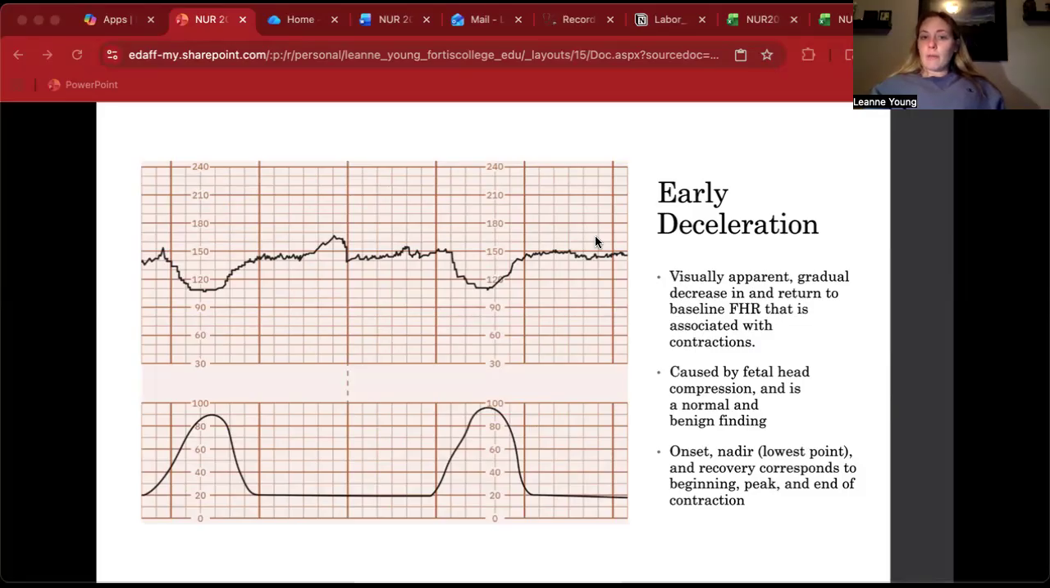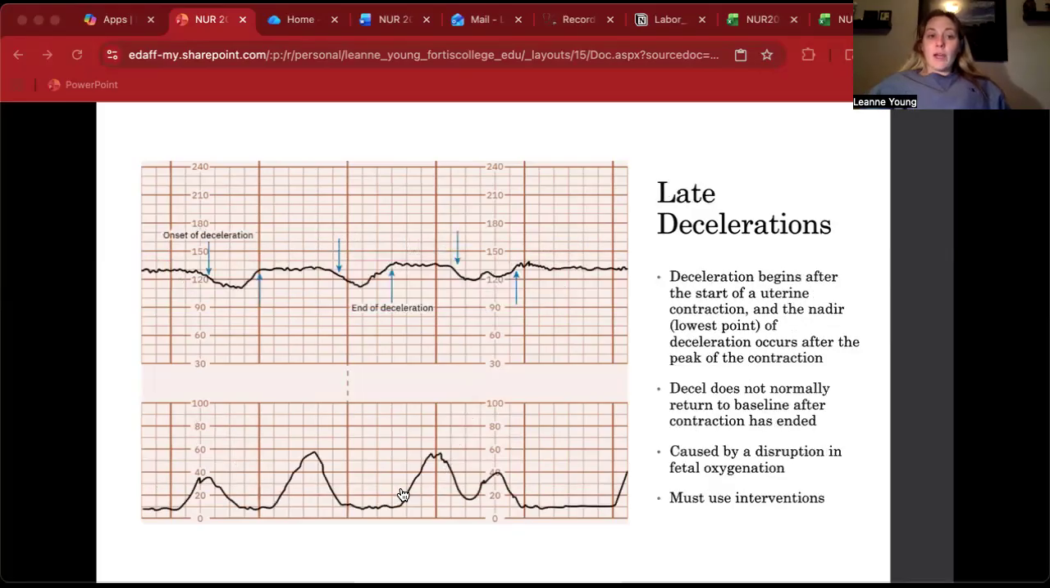That's just normal head compression. The baby's getting squeezed a little bit, but we're not worried about it, okay? Because it's happening at the same time as a contraction. The onset, which is your nadir, which is the lowest point in the contraction, okay? Think about it as the lowest point here. And recovery, it corresponds to the beginning, peak, and end of the contraction. Okay, so like I said, they mirror each other almost directly. And this is not something we're going to be doing interventions for because it's benign and we're not worried about it.